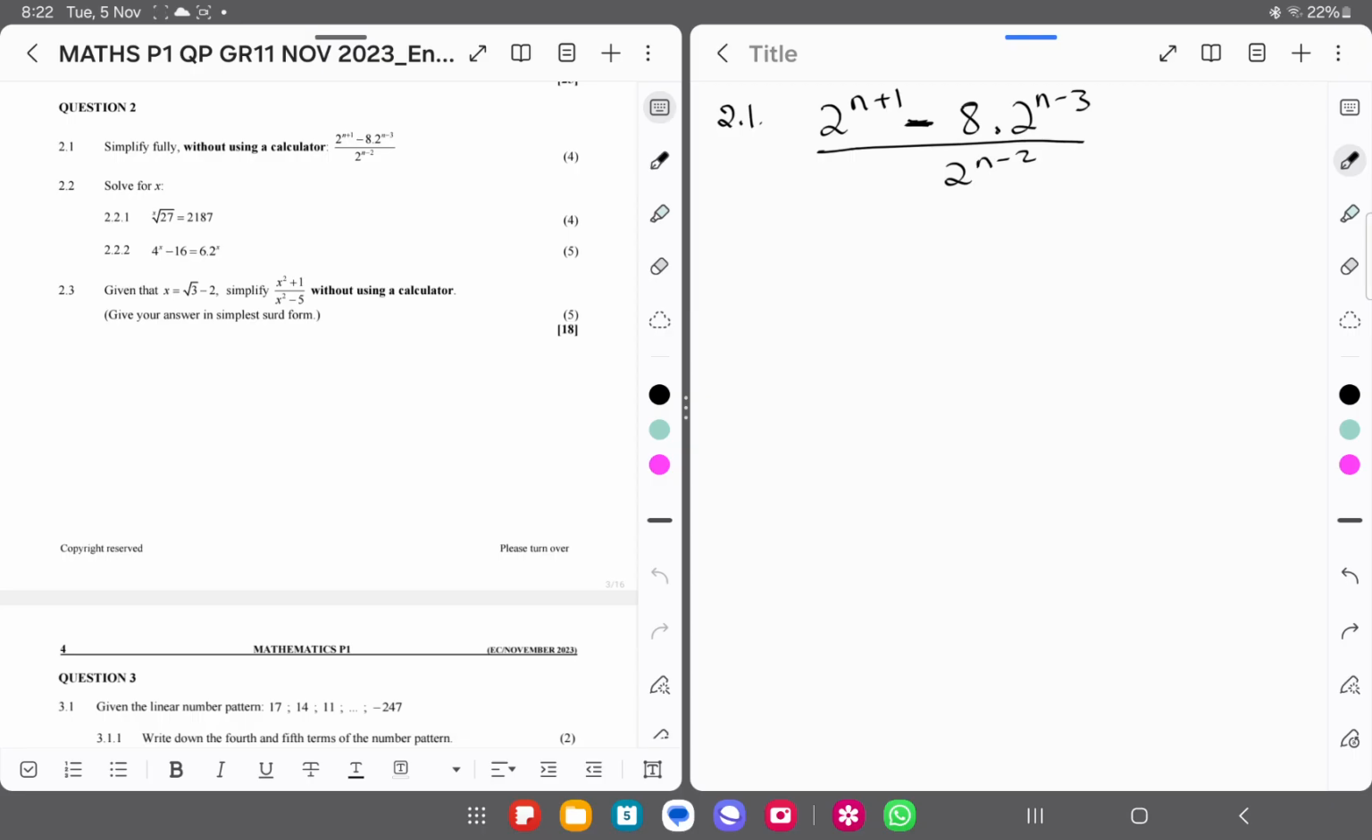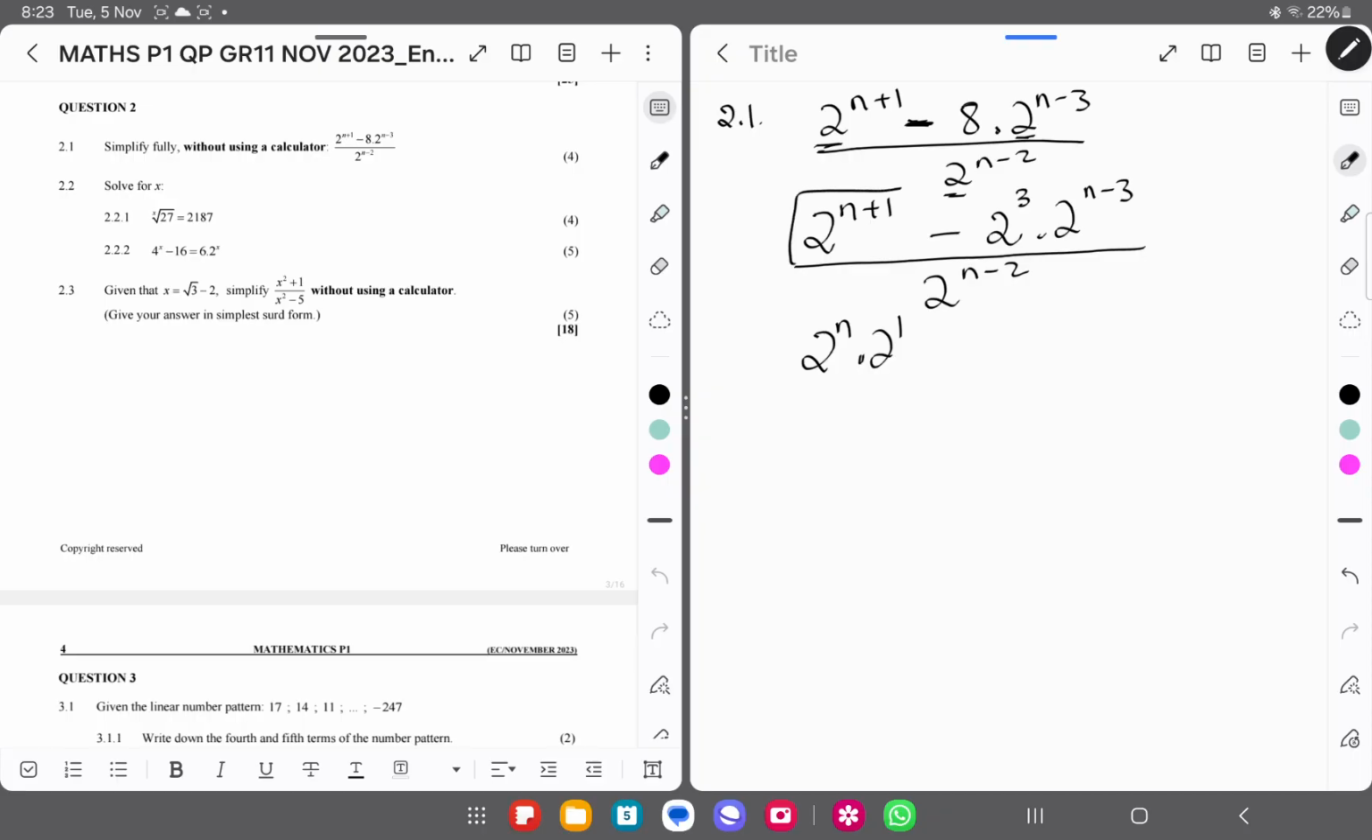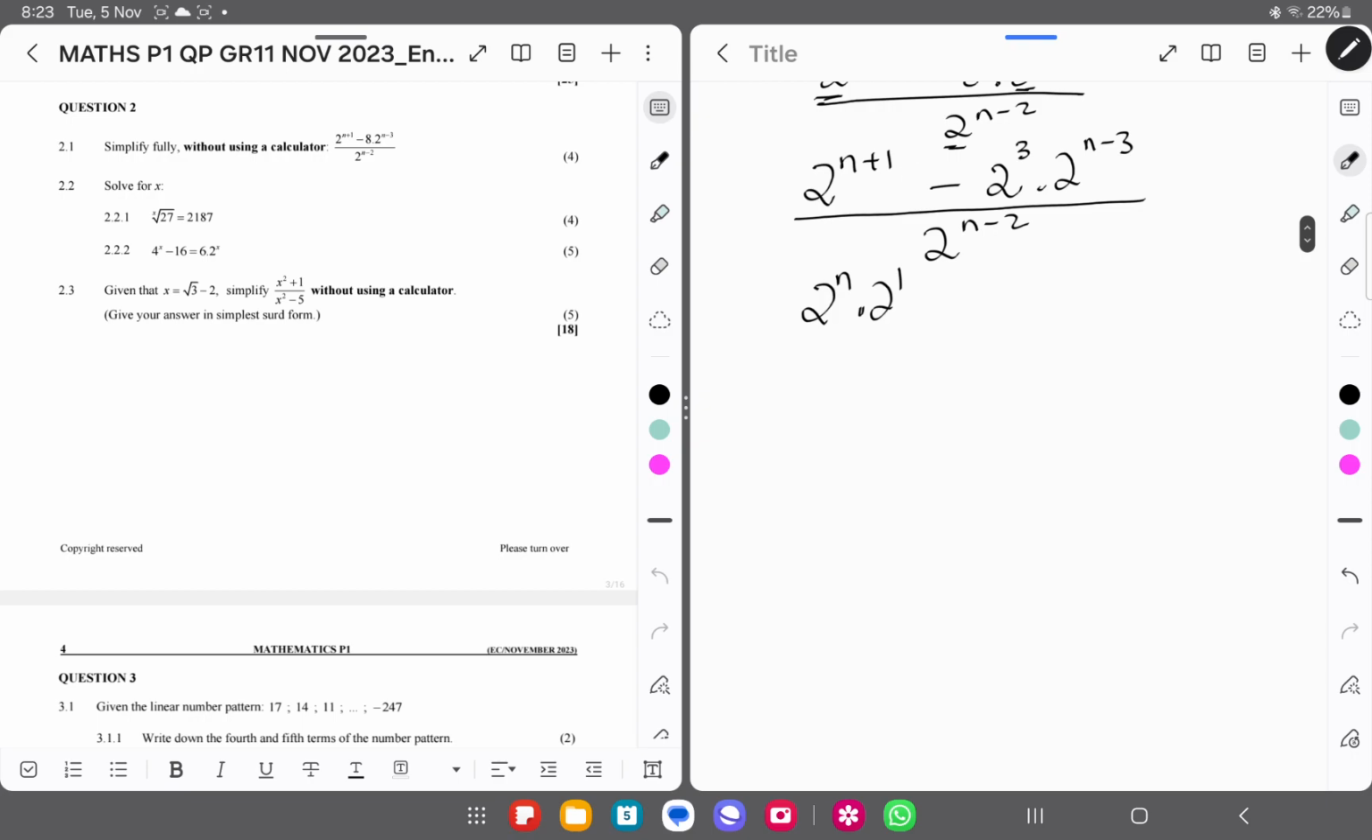But firstly, before I do that, I need to make sure that all the numbers are prime numbers. This is a prime number, this is a prime number, this is a prime, but 8 is not, so I need to change that 8. So I'm going to have 2 exponent n plus 1 minus 2 to exponent 3 times 2^(n minus 3) over 2 exponent n minus 2. Now, once I'm done, I also tell my learners to separate your exponents. So this will be 2^n times 2 to 1. Before it was combined like this; it was exactly like the one that I wrote underneath.